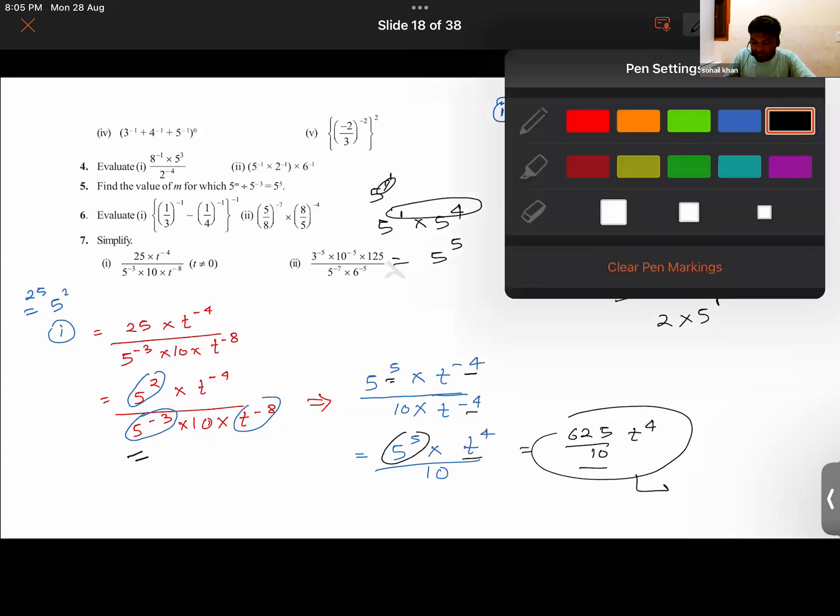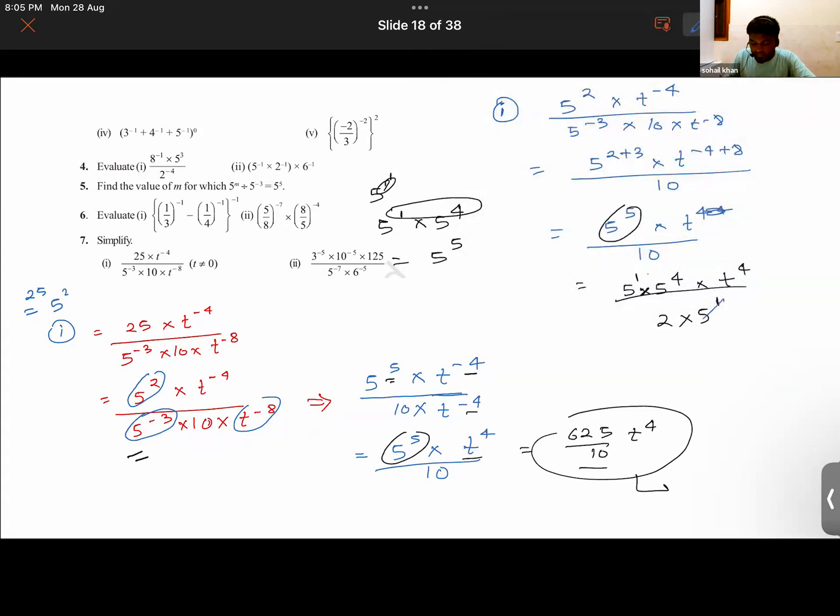So now we can cancel it. Getting it, guys? Since 5 raised to the power 5 is equal to 3125. Exactly. That's why I said something's not correct with the solution. So now here you will be getting 625, 5 raised to the power 4.